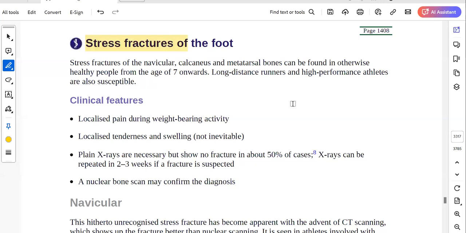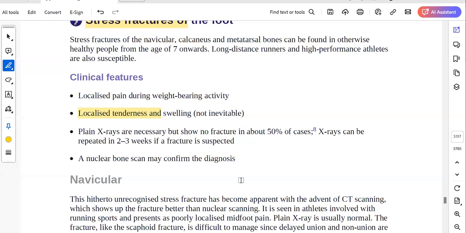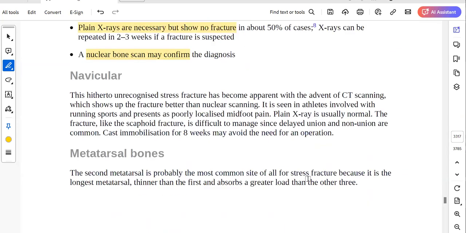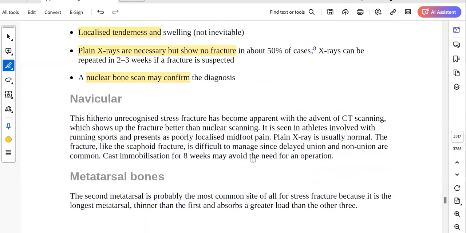Stress fracture of the foot, very important. So same athletic patient who runs a lot, jumps a lot. For those patients, if they're complaining of localized pain on any specific part of the foot, there is localized tenderness and swelling, and you have done an X-ray, the X-ray not showing any fracture, then you have to do a nuclear bone scan to rule out the fracture.